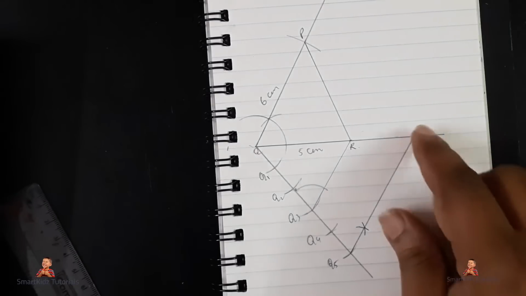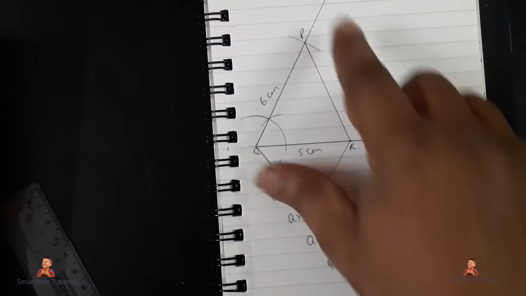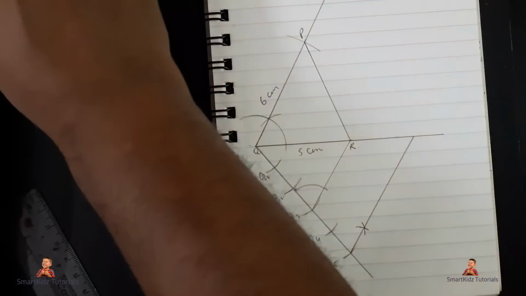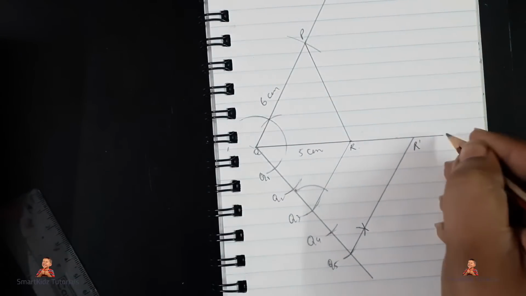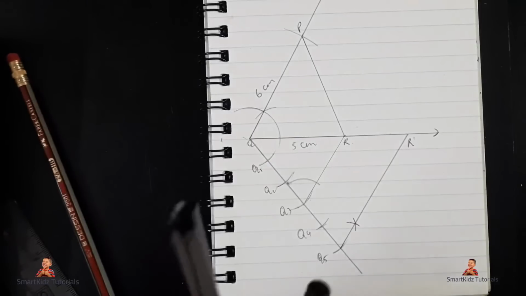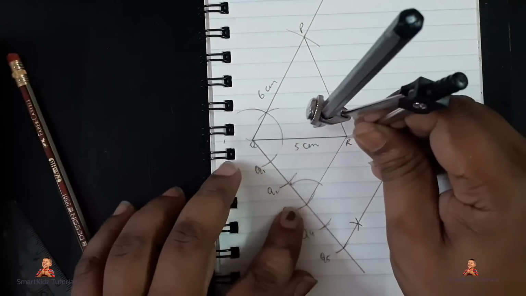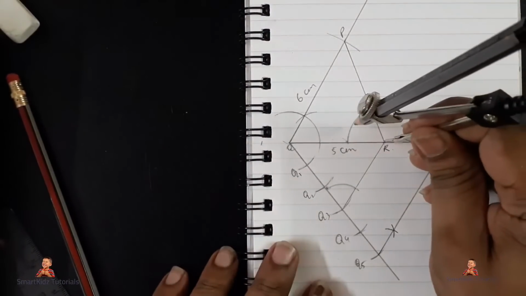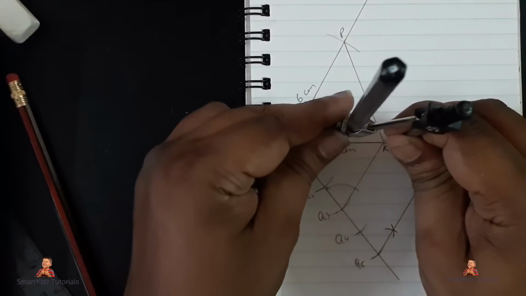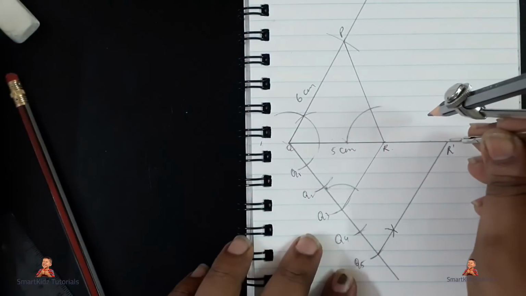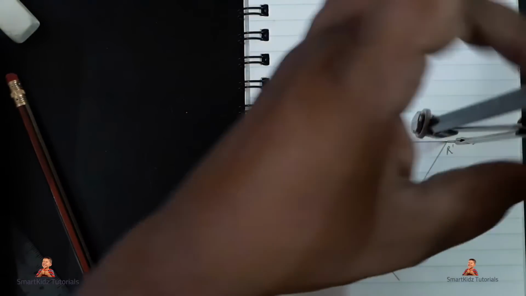Then we need to draw a line from here that is parallel to this. That will become P dash, and we can mark this as R dash. So once again the same procedure. We'll take a length over here. We're going to draw an arc this way. Then using the same measurement, draw this arc this way. I'm going to place it on R dash and draw another arc from here like this.